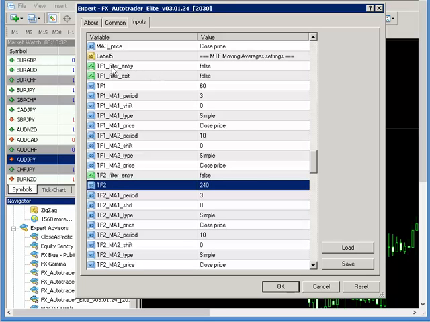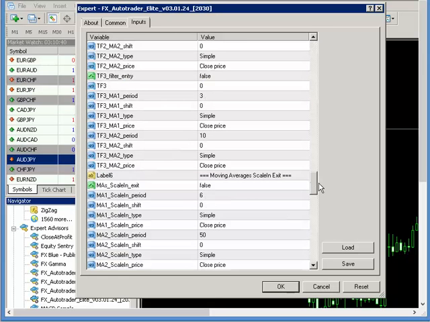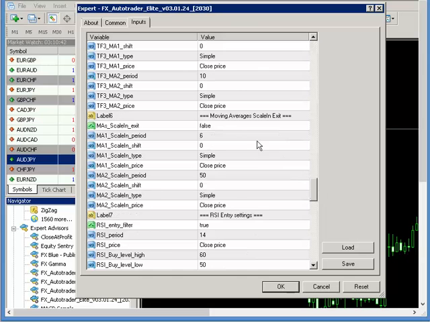You'll notice in the first time frame you can do both an entry and exit. Time frames 2 and 3 are for entry only. For the scale-ins, you can exit those by your stop loss, but you can also exit them with a moving average if you wanted to, and that's available here.